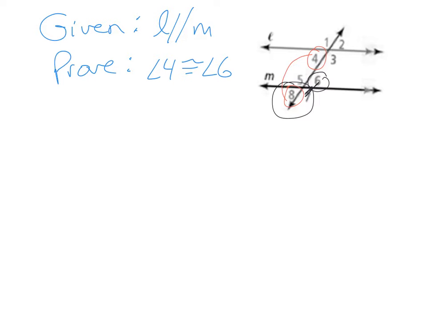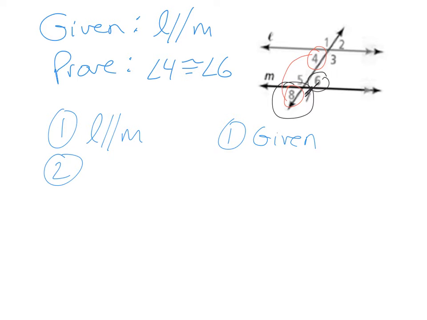I know 4 and 8 are the same for a certain rule. I know 8 and 6 are the same for a different rule. Therefore, 4 and 6 are the same. I just need to think about how everything is connected. So in our proof, the first thing we always write down is the given. So we're going to say L is parallel to M, because that's the given.